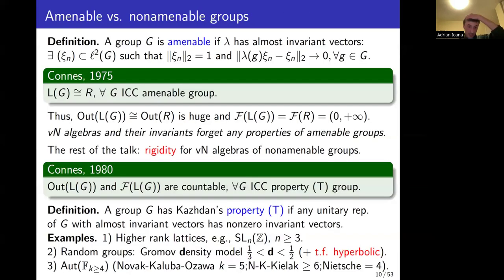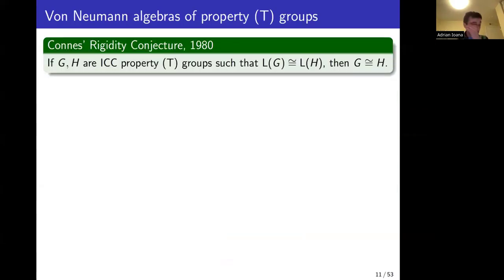So now the next thing I want to tell you about is Connes's rigidity conjecture, which is a conjecture that Connes made soon after proving his rigidity theorem. This predicts that if G and H are ICC property T groups such that their von Neumann algebras are isomorphic, then the groups G and H should be isomorphic. So this is very much opposite to what happens for amenable groups. For ICC property T groups, one expects that there is no unexpected isomorphism of group von Neumann algebras.